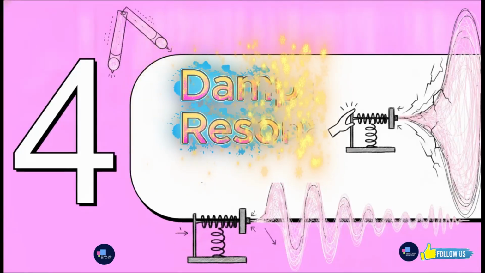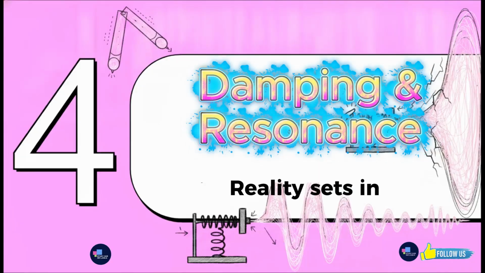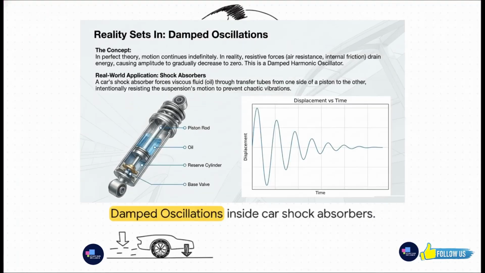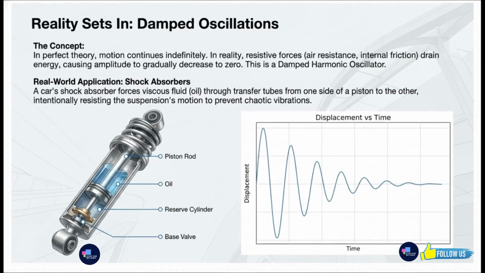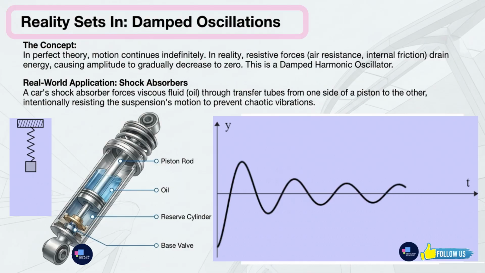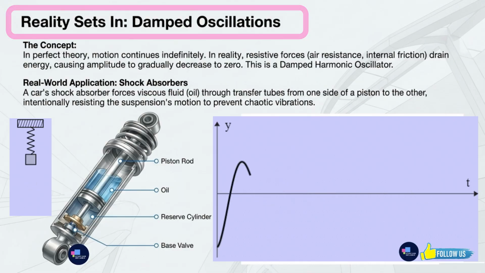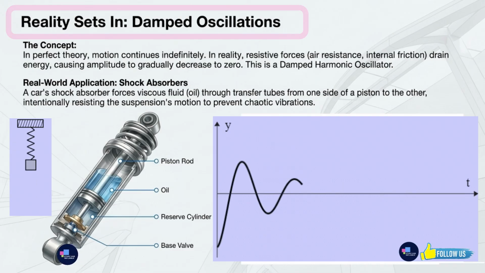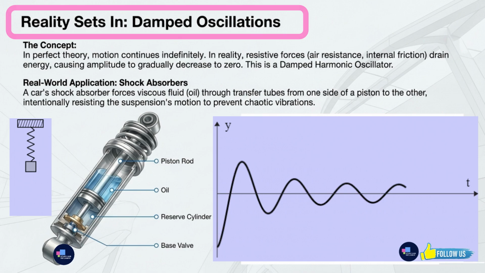All right, on to our final section, number 4, damping and resonance. Up until now, we've talked about perfect theory, where an oscillation just continues on forever. But, well, reality sets in. We live in a physical world absolutely filled with friction. Resistive forces like air resistance or internal friction constantly drain energy away from an oscillating system. This causes the amplitude to gradually decrease to zero.